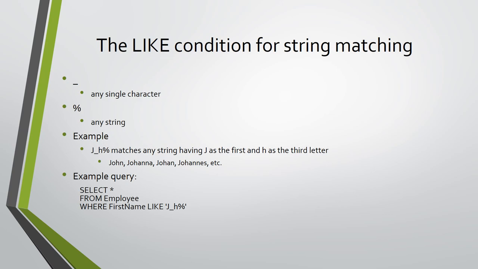A condition that can be used for approximate matching of strings uses the keyword like, followed by a string specification. The symbol underscore in this specification matches any single character, and the symbol % matches any string. For example, to match all the names having capital J as the first, and lowercase h as the third letter, we can use the specification capital J _h%. This matches names such as John, Joanna, Johann, Johannes, etc. Then an example query using like is: select star from employee where first name like 'J_h%'.